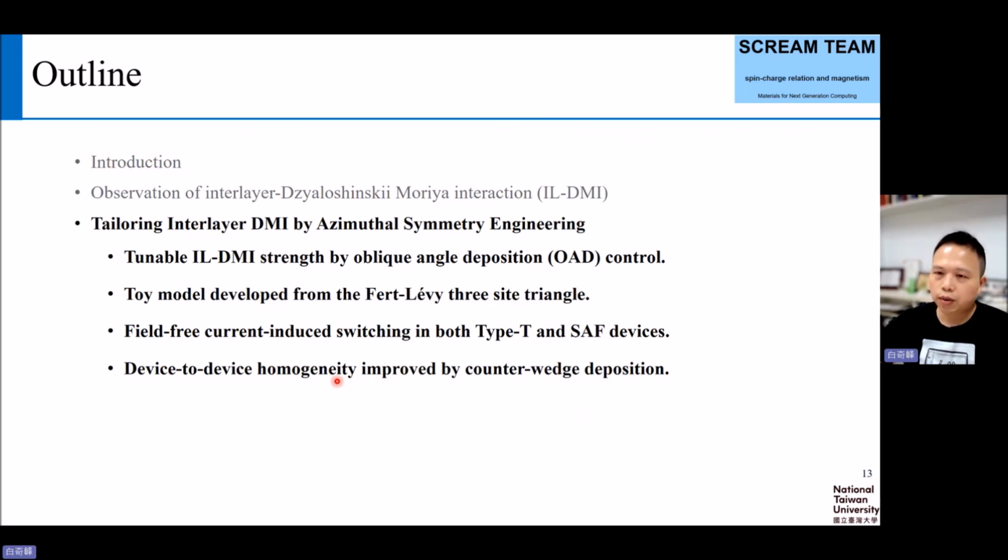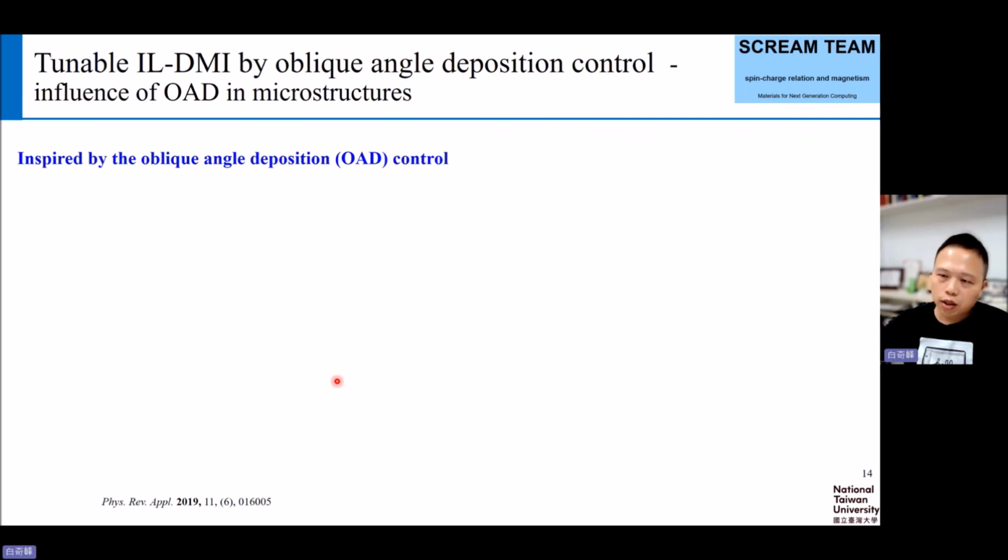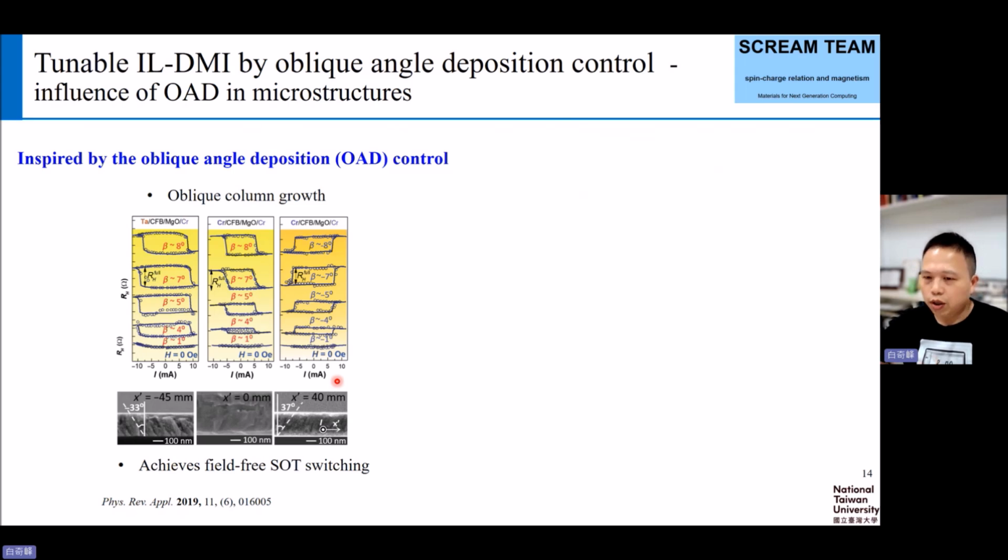So this oblique angle deposition, like I just mentioned earlier, has already been utilized in many different areas of research. And for us spintronics people, for instance, we've already seen that it can be used to generate field-free SOT switching. For instance, in this case, they show that the slanted, oblique column growth of chromium is probably the key to generate field-free switching in this chromium, cobalt boron, MgO device.